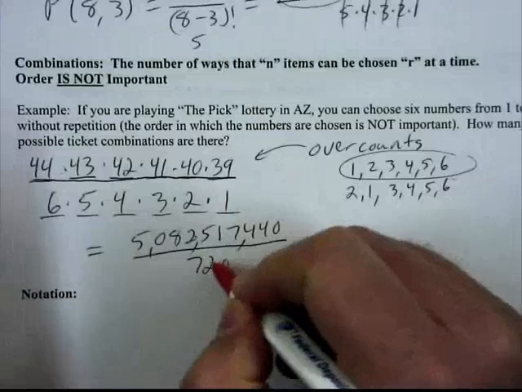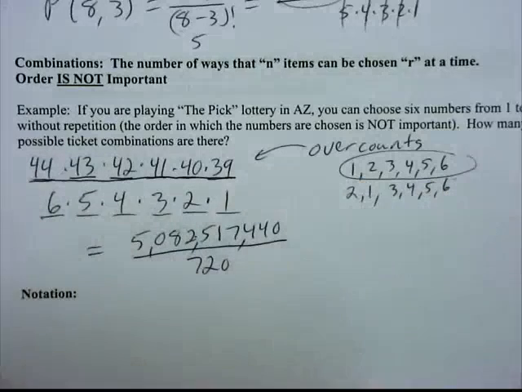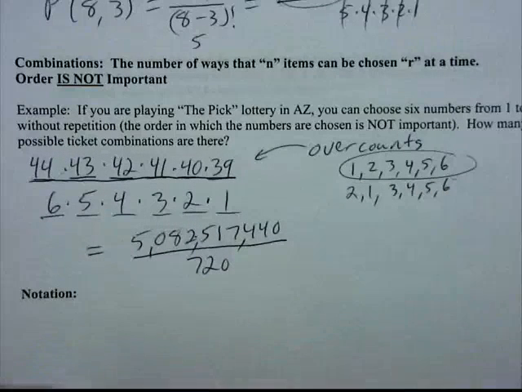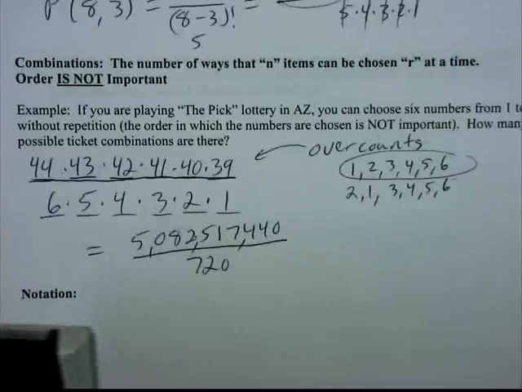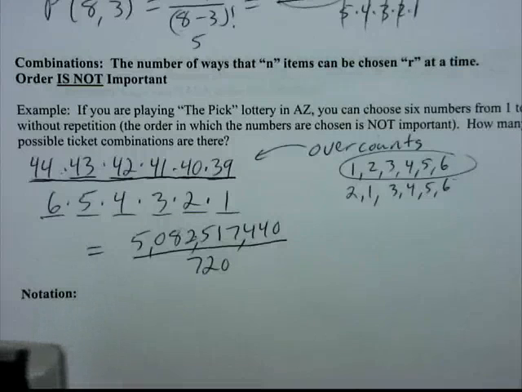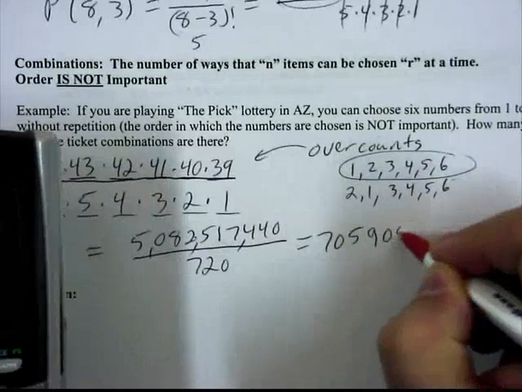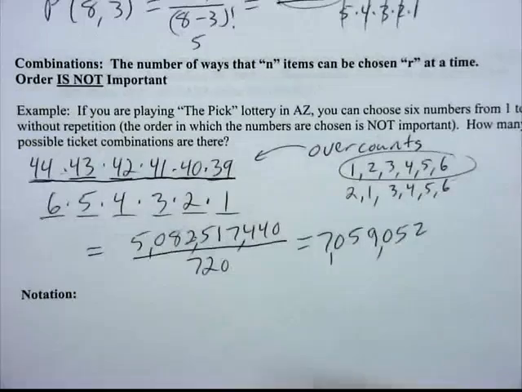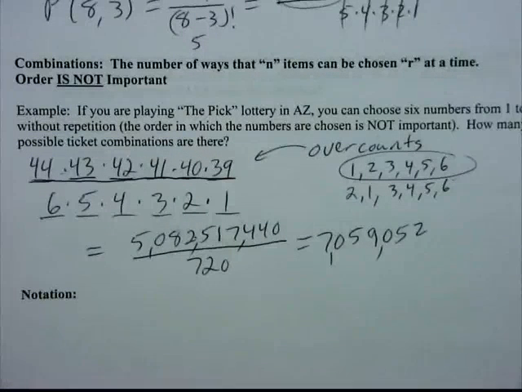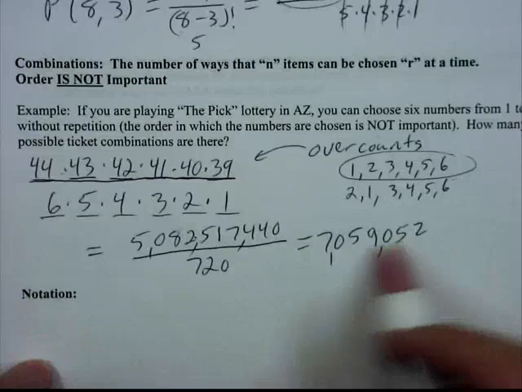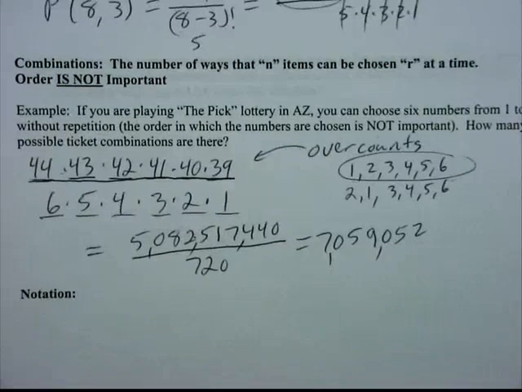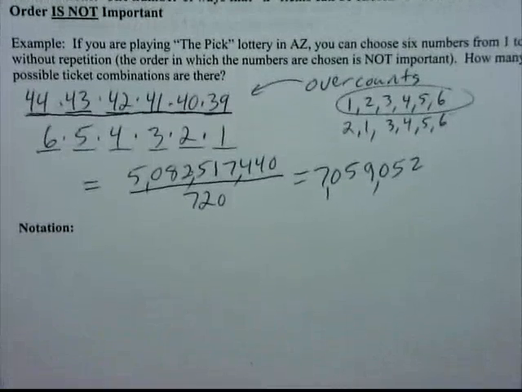which is 720. So there's 720 ways that I could put things together that they're actually the same. And when I divide those two numbers, 5,082,517,440 divided by 720, I get 7,059,052. So about 7 million different combinations. That's why I don't play the lottery. The odds are just too poor in winning.